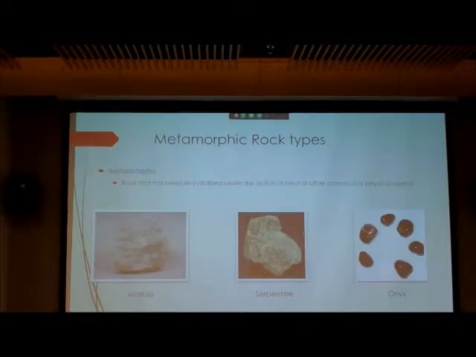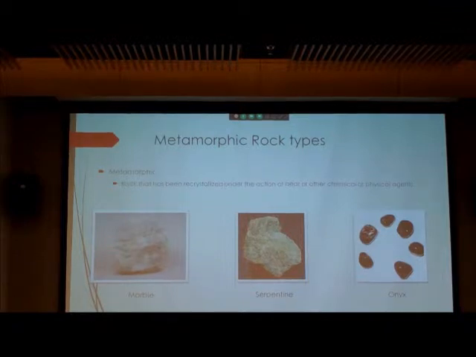The next type is metamorphic rock. And metamorphic rock is rock that is recrystallized under the action of heat or other chemical or physical agents. So, metamorphic rock. First one is marble. It is non-foliated. It's produced from limestone or dolostone, so the dolomite of the first slide.